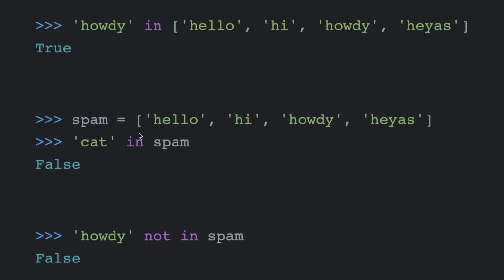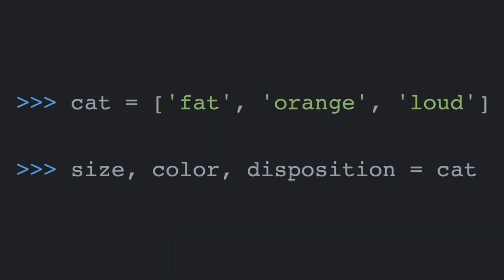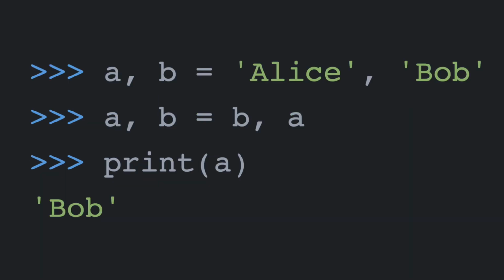You can use the in and not in operators to see if something is in a list. So is 'howdy' in this list? Well, True. Is 'cat' in spam? False. 'Howdy' not in spam? False. This is the multiple assignment trick where you have this list that equals cat. Now if size, color, disposition = cat, it's going to assign each element of the list to each of these variables. The multiple assignment trick can also be used to swap the values in two variables.